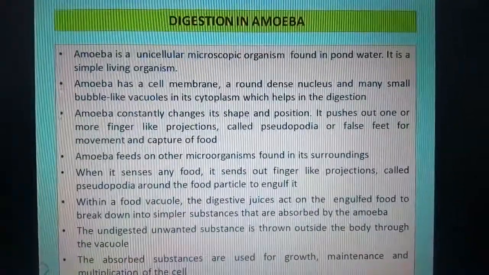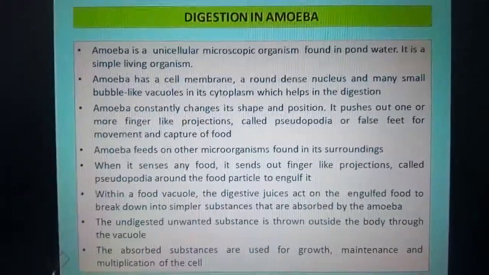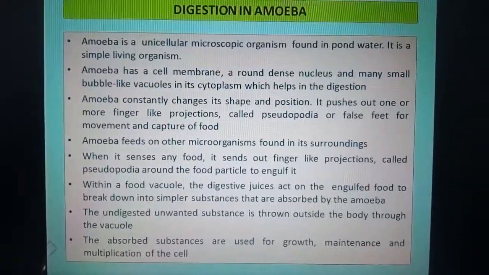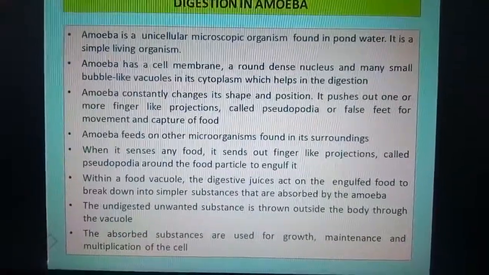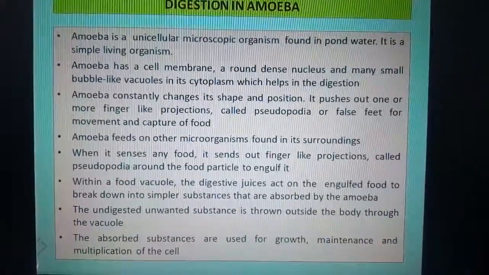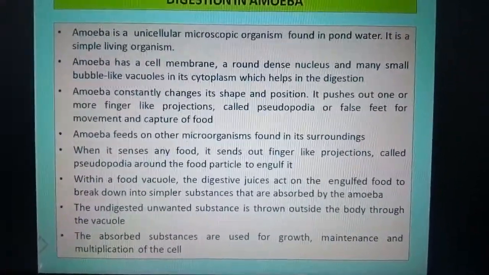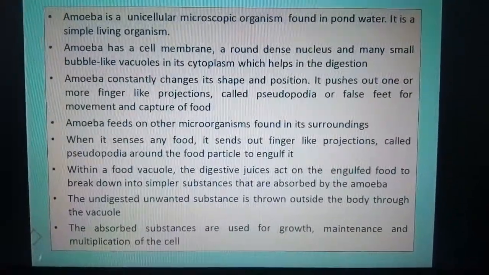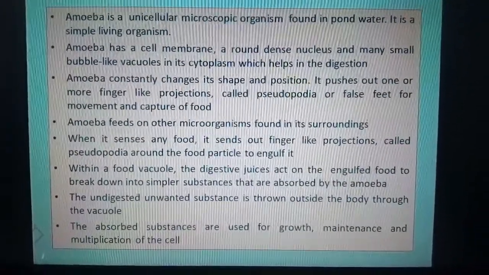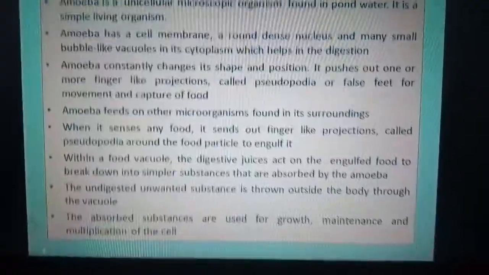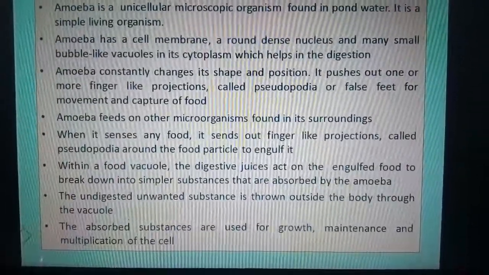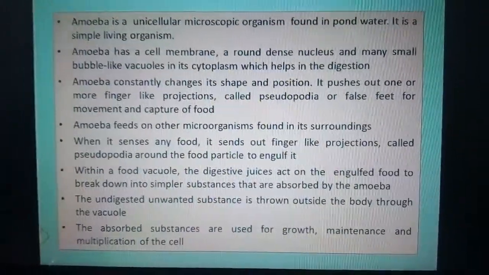It pushes out one or more finger-like projections called pseudopodia, or false feet, for movement and capture of food. Amoeba feeds on other microorganisms found in its surroundings. When it senses any food, it sends out pseudopodia around the food particle to engulf it.